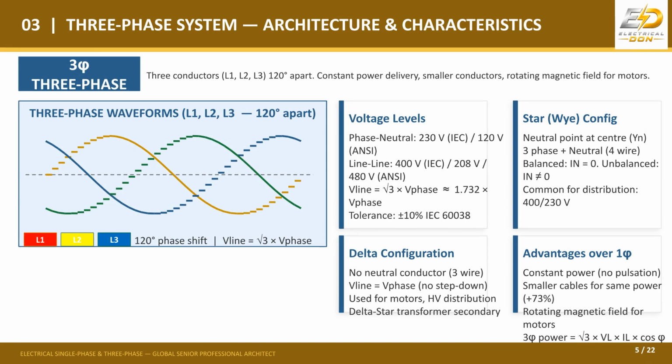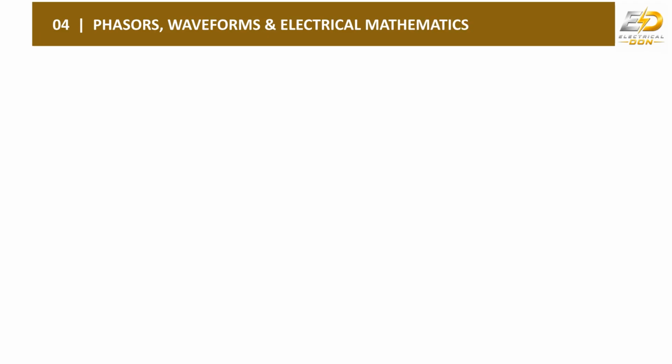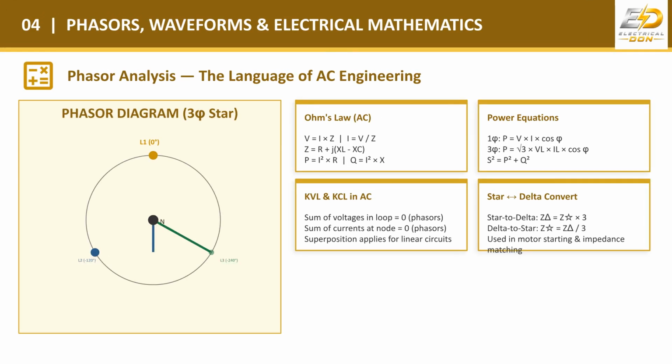Three-phase systems use three conductors, 120 degrees apart, for constant power delivery. Common configurations include star and delta, affecting voltage levels and the need for a neutral conductor. Three-phase offers advantages over single-phase for larger applications. Phasor analysis is key to AC engineering.